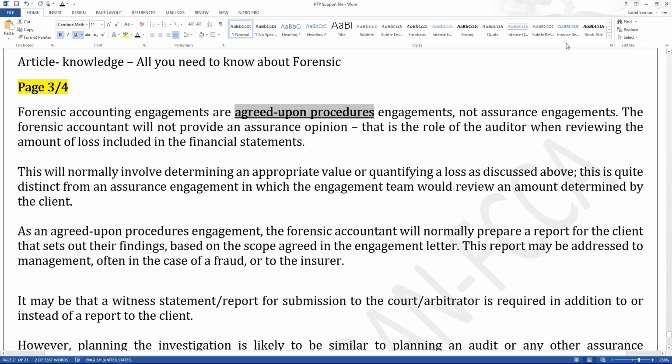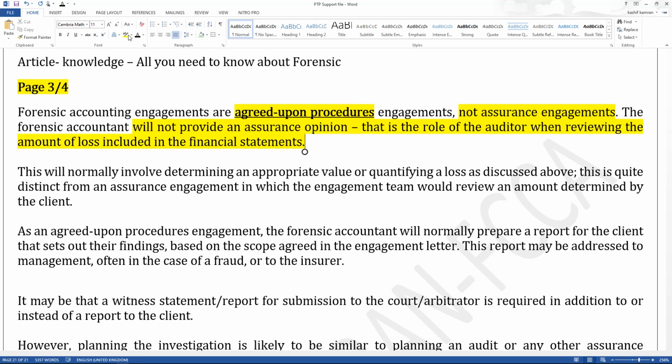A lot of times students use this phrase, agreed upon procedure. So forensic is an agreed upon procedure, not an assurance engagement. So it is not an assurance engagement, right? It is an agreed upon procedure engagement. That means it does not have any level of assurance. You give no assurance when you're offering forensic. The forensic accountant will not provide an assurance opinion. That is the role of the auditor when reviewing the amount of loss included in the financial statement.